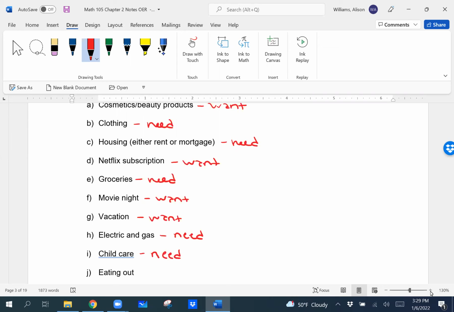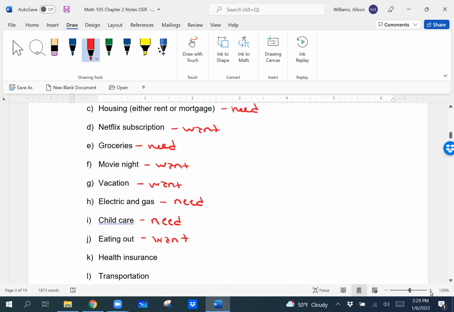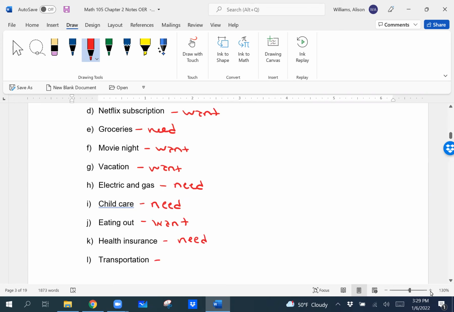All right. Eating out, that is a want, not a need. All right. Health insurance, we're going to classify that as a need because you could need it to survive. Transportation, we'll go ahead and classify that as a need as well because it is needed for most people to get to work. Yes, I'm aware there's some people who work from home, but let's say you hurt yourself and you need to get to the hospital. Time could be of the essence. All right. So some sort of transportation is often a need for the average individual. Not always the case, but for most it is. All right, there we go.